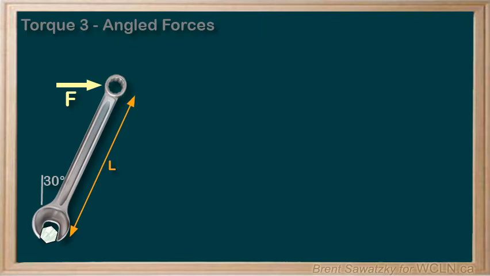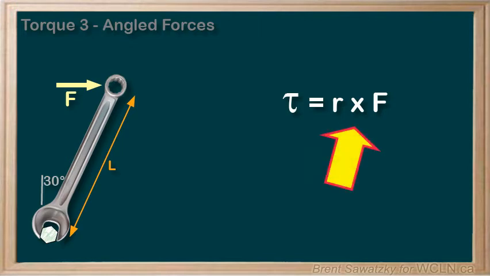Now this is the point where we go back to our original definition of torque. That is, tau equals R cross F. And we look closer at this cross operator here. In cases where the force is perpendicular to the radius line, we just multiplied the R and the F. When this is not the case, we have to consider an adjustment to account for the lesser torque.